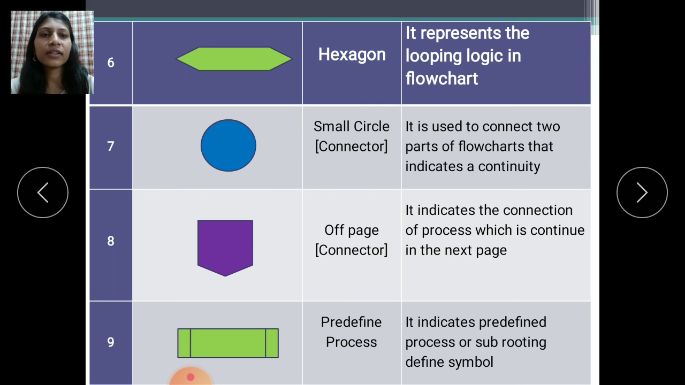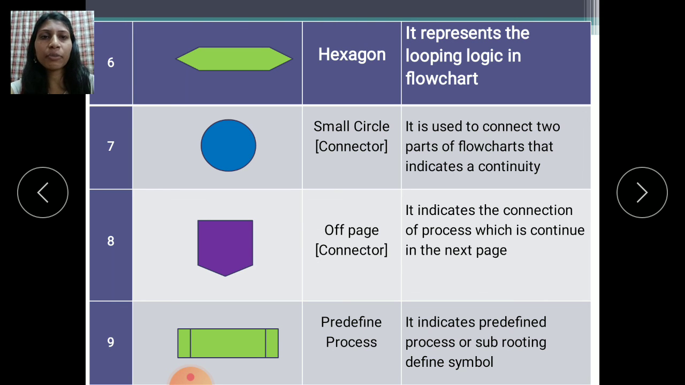Then the eighth one is this symbol, called an off-page connector. See, when half your diagram is done on the first page, use the small circle there. It shows the other part of the flowchart is continuing on the second page. So use the small circle on the first page. On the second page, before continuing the flowchart, use the off-page symbol. It shows the connection of the diagram.